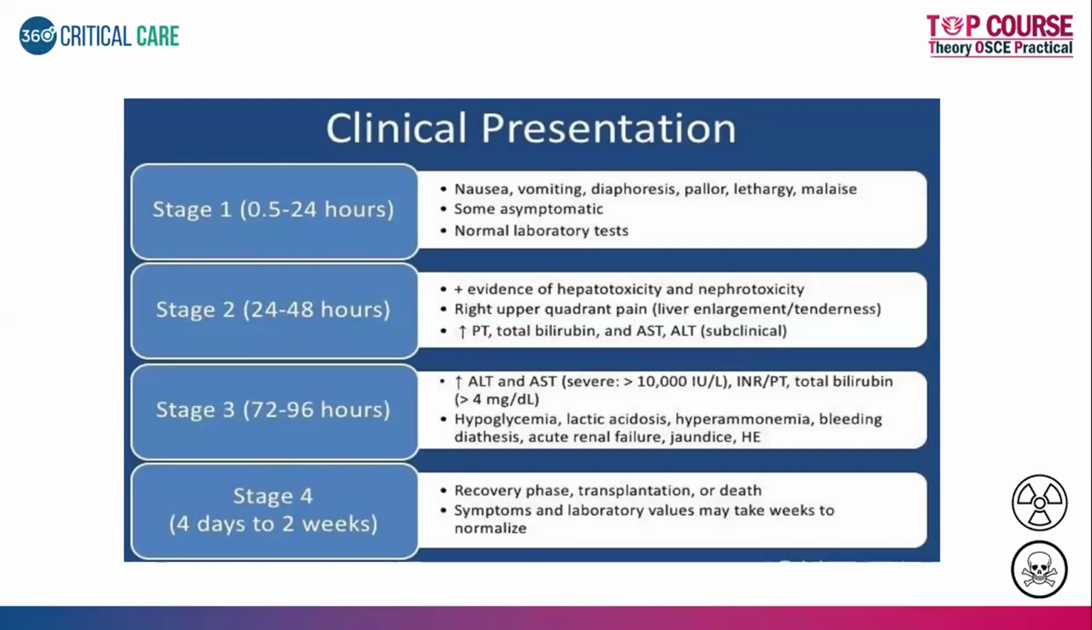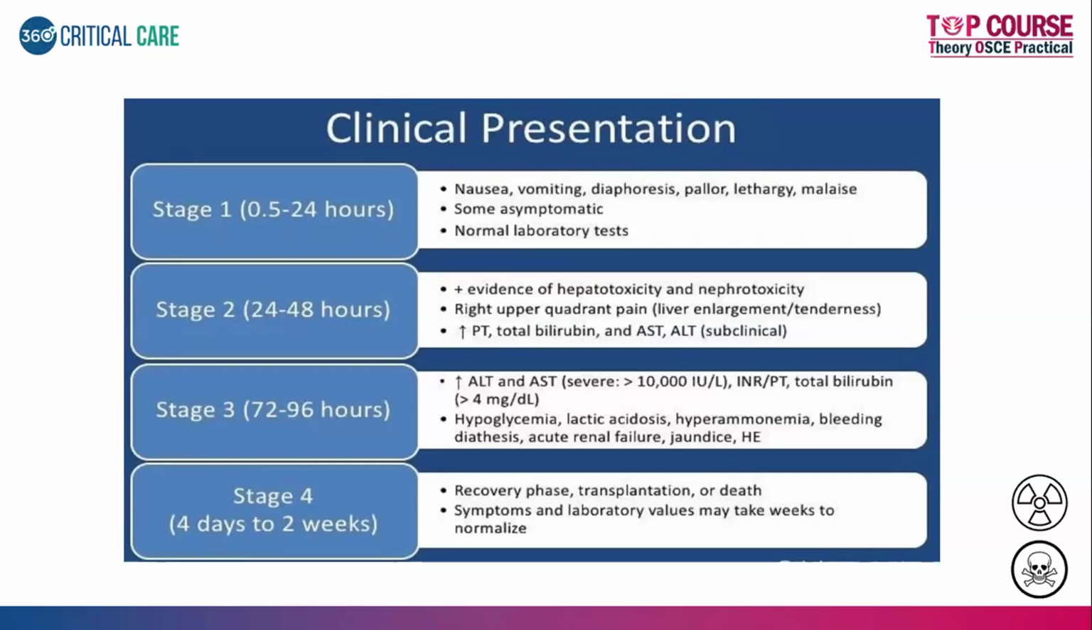In stage 2, which is 24 to 48 hours, there is slowly some evidence of hepatotoxicity and even some nephrotoxicity. The patient might be complaining of right upper quadrant pain because slowly the liver enlargement will be present. And in those who are subclinical, your laboratory tests might become abnormal here. So your bilirubin, PT, and your liver enzymes may be elevated.